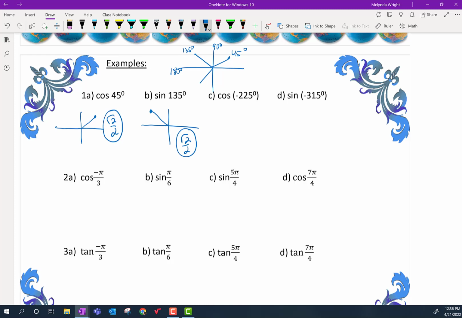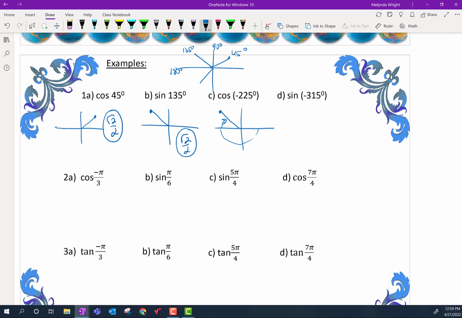All right, so the negative 225. Now, if you're comfortable with negative angle measures, we would just go backwards. Negative 90, negative 180, that would be negative 270. That's too far. So negative 225 would put us here. It's another 45, 45, 90.